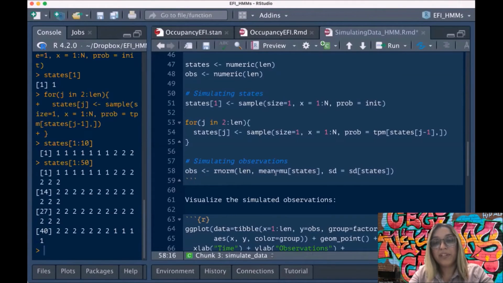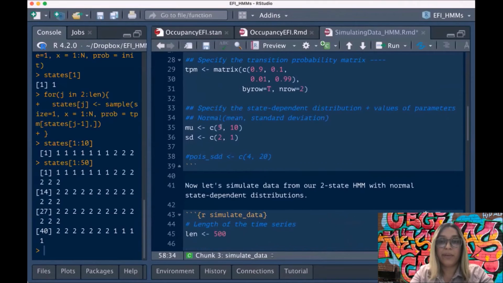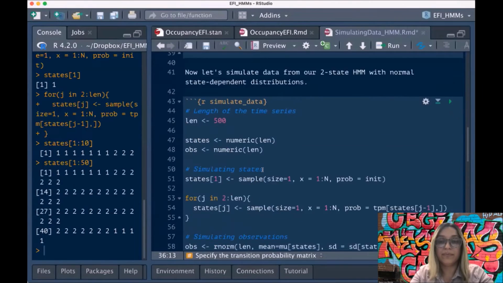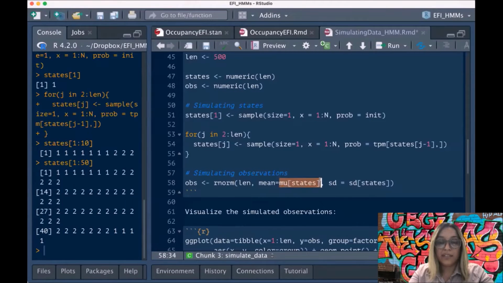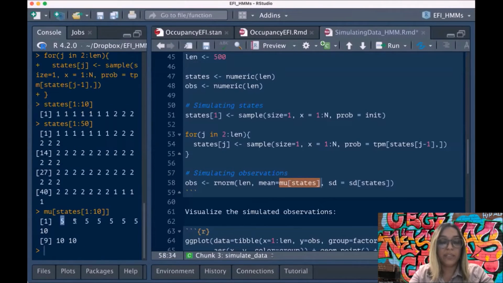And for the observation process, for the first time point, we start in state 1, and so we generate data from the normal distribution with mean 5 and standard deviation 2. If we look at this vector, maybe just the first 10, what this tells us is that the first observations are generated according to a normal distribution with mean 5. And then once it switches to state 2, the data are generated according to a normal distribution with mean 10.